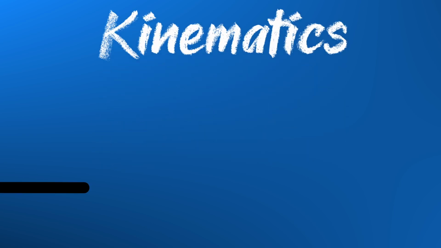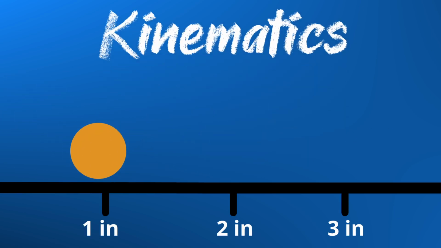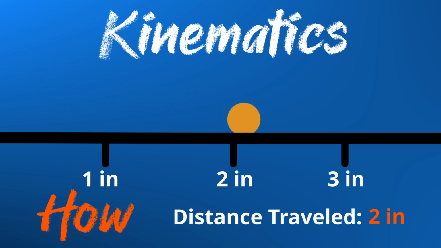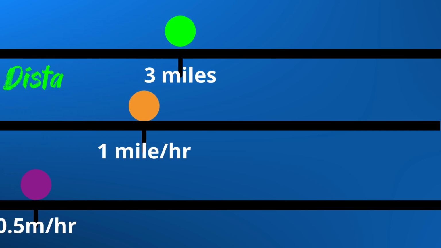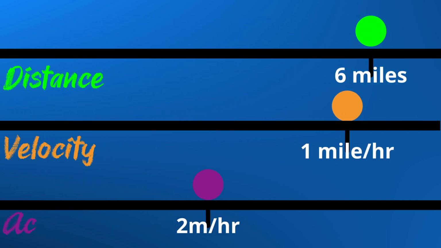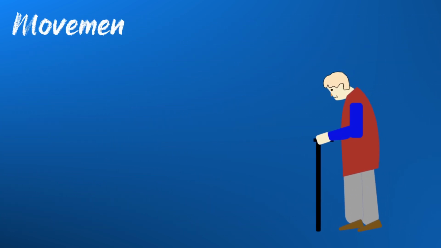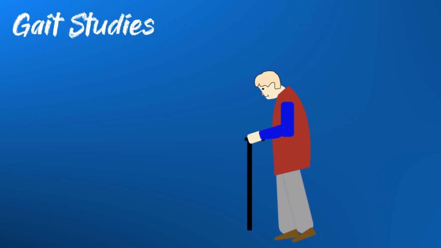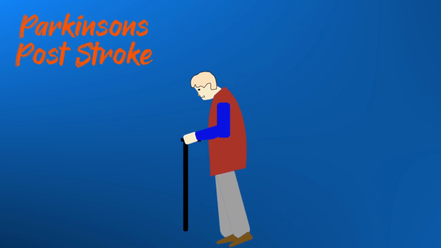Kinematics deals with studying motion without the actual forces which cause the motion. Kinematics tries to answer how something moves. Measurements used in kinematics include distance, velocity, and acceleration. This is often used in movement analysis studies, for example, gait studies in Parkinson's disease and post-stroke.